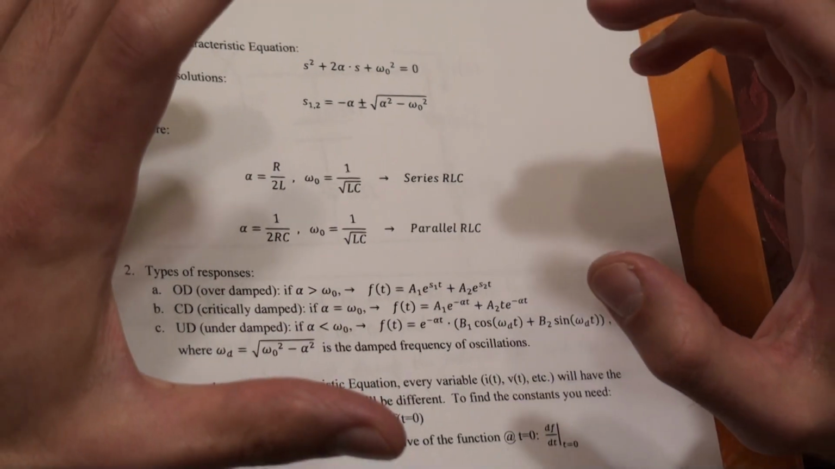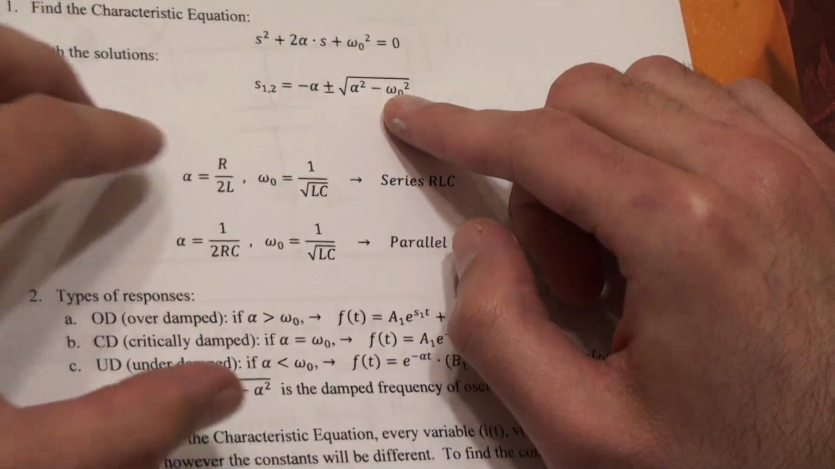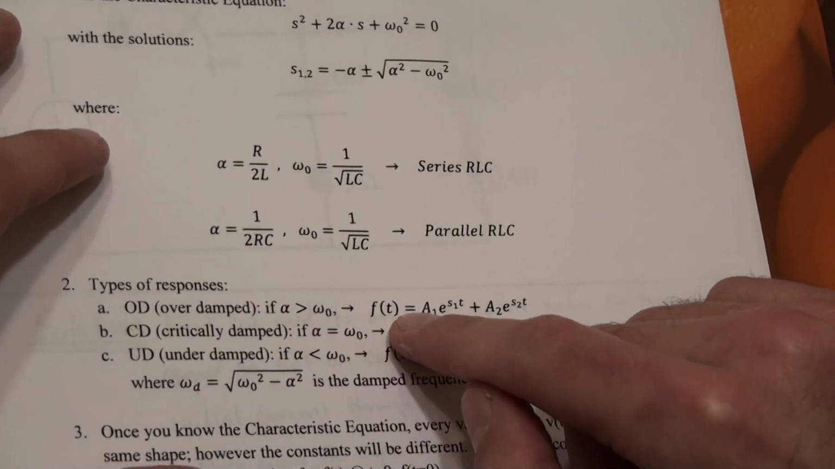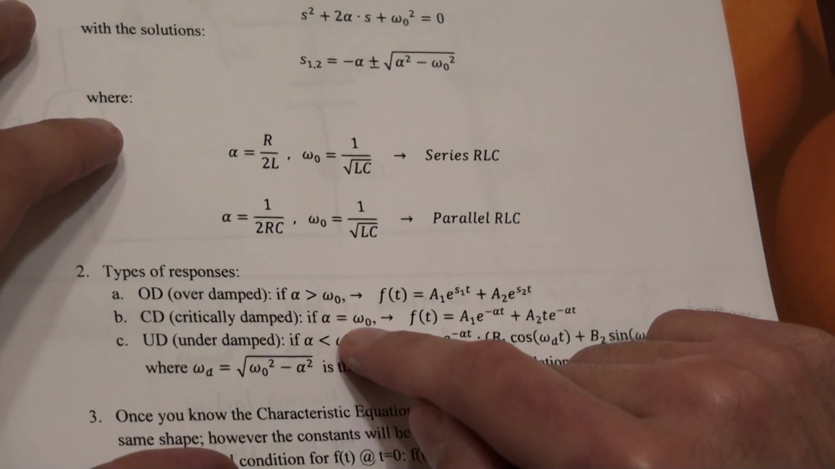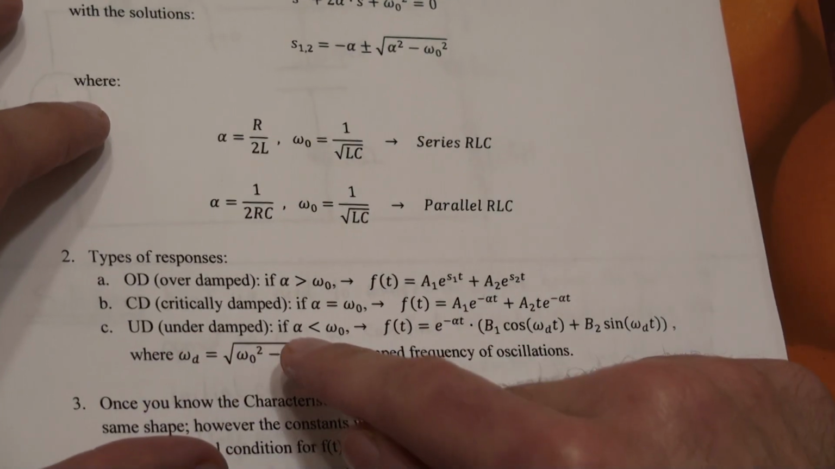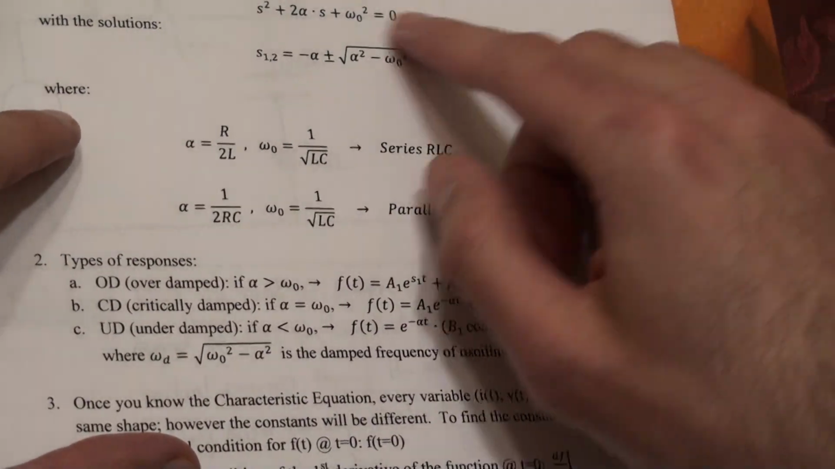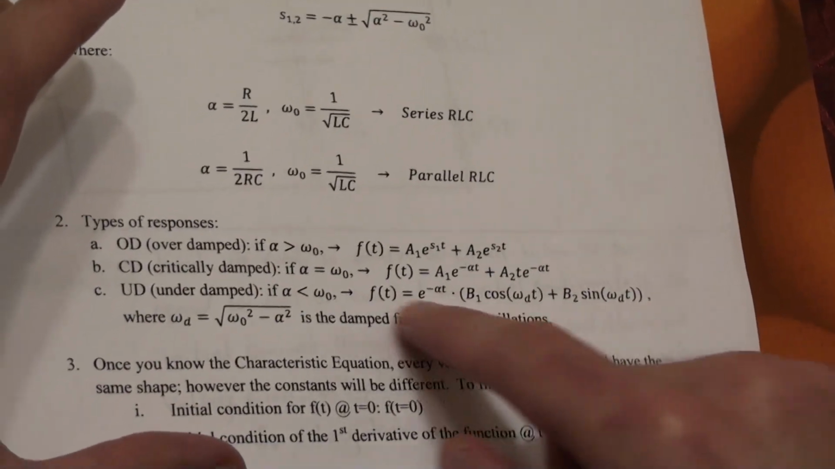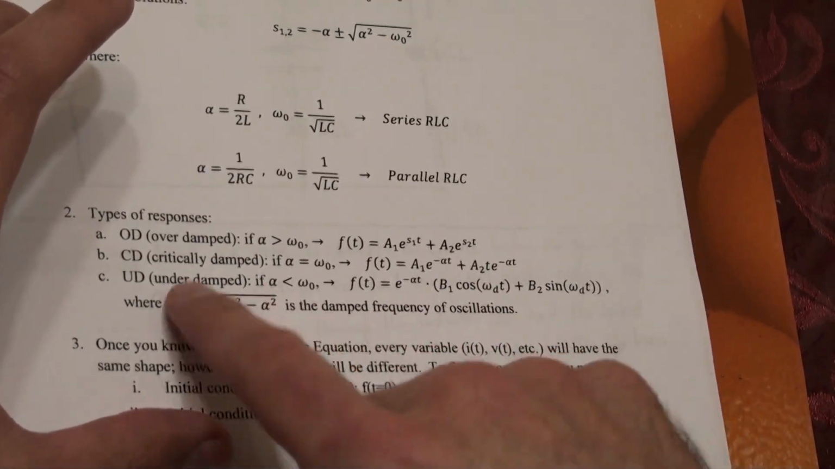Now, the solutions will depend on alpha and omega naught. So if alpha is greater than omega naught, you have an overdamped response, in which case your function will have this shape. If alpha equals omega naught, your function will have this shape. And if it's underdamped, that's if alpha is less than omega naught, that means you have a negative in the square root, so you have an imaginary number, so that results in sines and cosines given here in this form. And you'll have your omega d, which is your damped frequency of oscillation, given here.